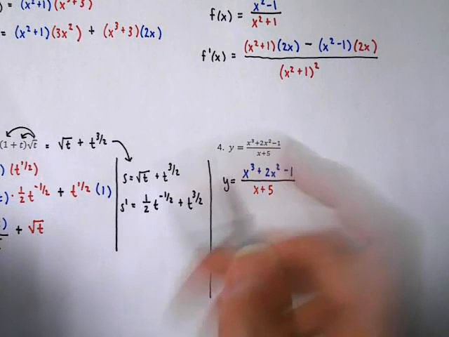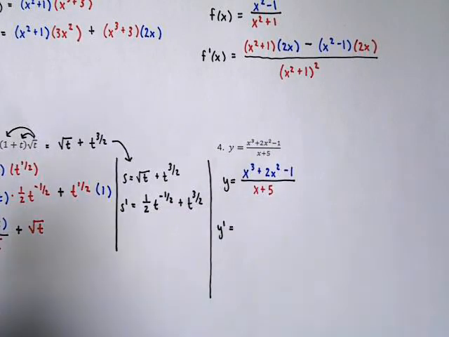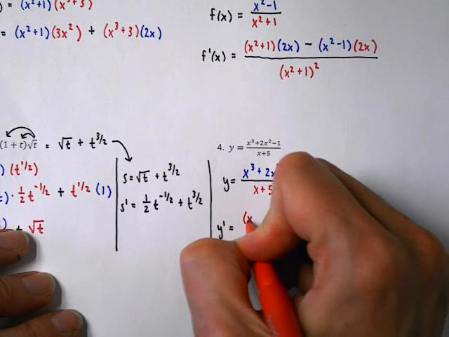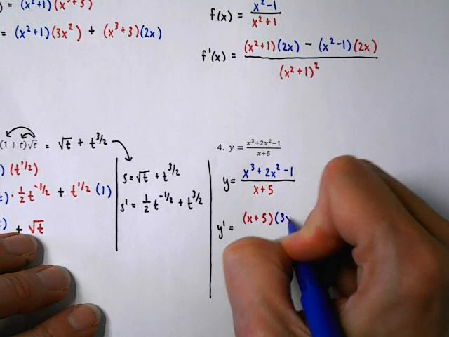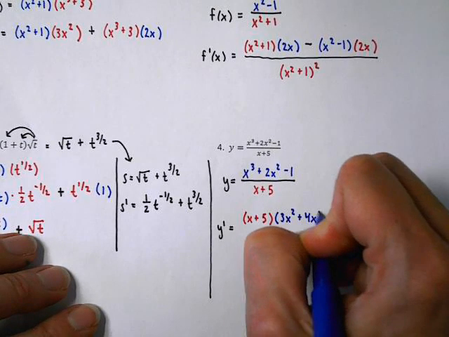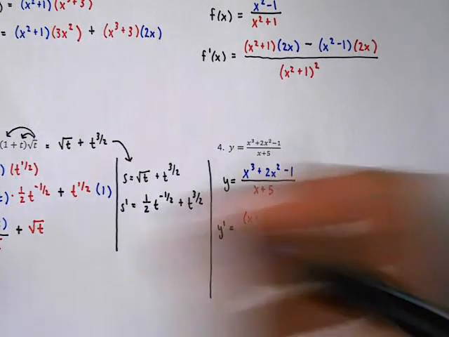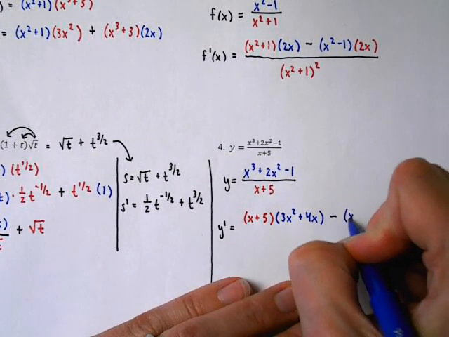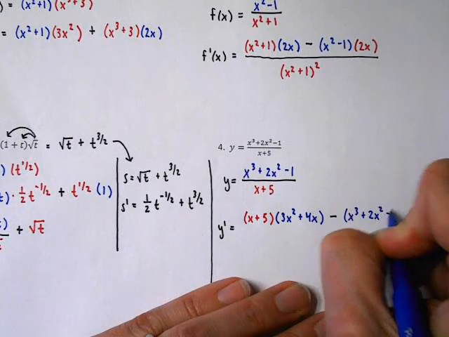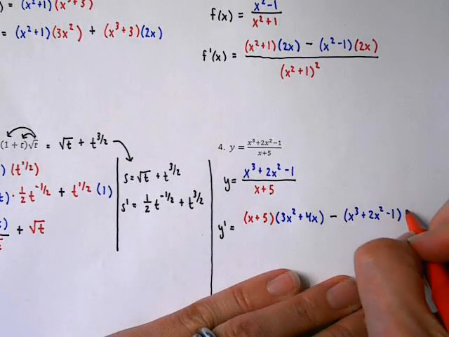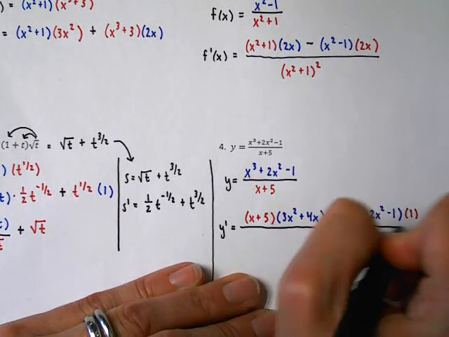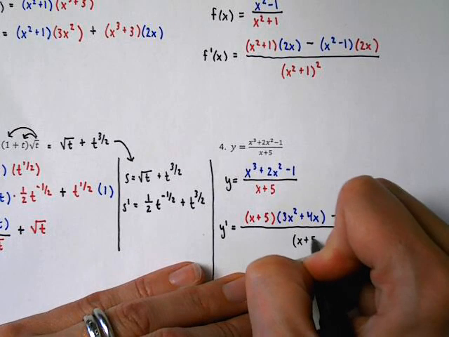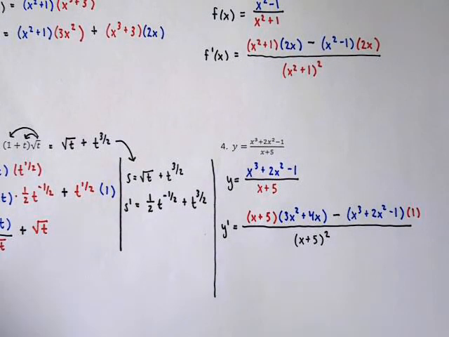All right, so in terms of working through this, we said we're going to start with our x plus 5, our low, d high, which is the derivative of the top, so 3x squared plus 4x, minus high, so that's my numerator, d low, the derivative of my denominator is just 1, and I have all over low squared, or that x plus 5, quantity squared. And again, we're not going to concern ourselves here with simplification.